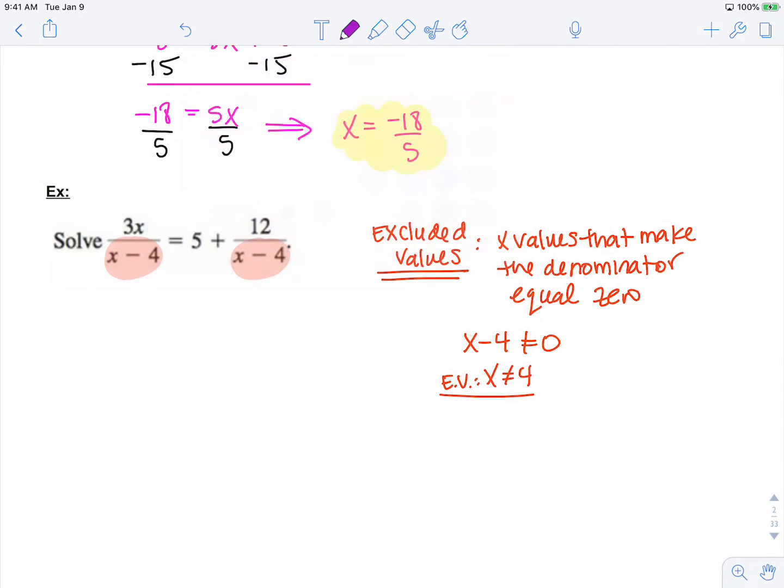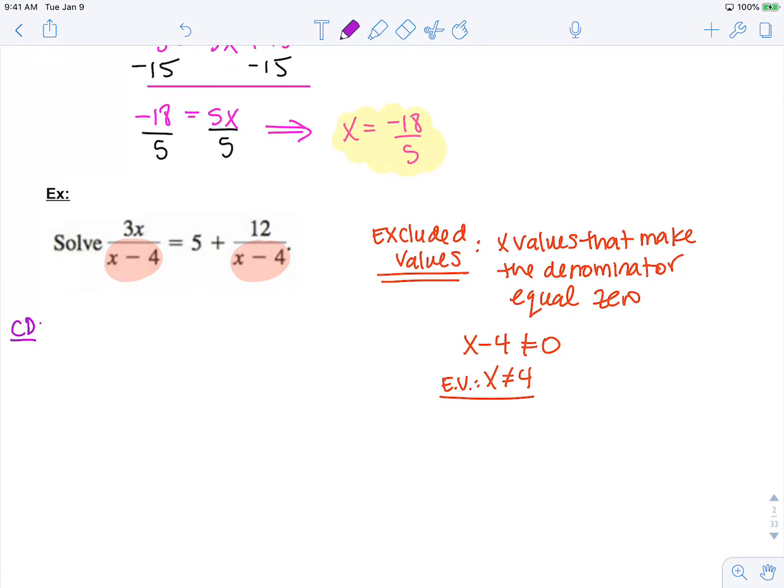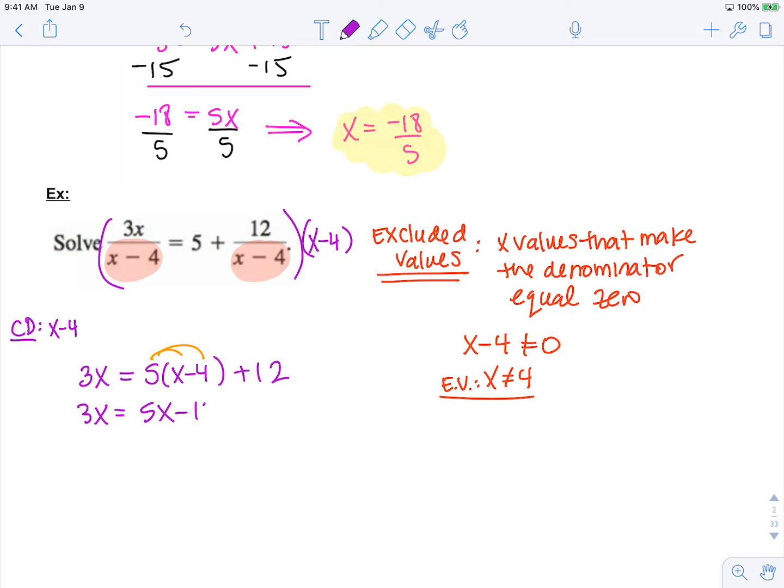So now, let's go ahead and simplify this by clearing our fractions. I see that our common denominator is x minus 4. So I'm going to take this entire equation and multiply by the quantity x minus 4. What happens there is our first fraction, the denominator cancels. It leaves 3x. Then I have 5 times x minus 4 plus 12. I'll use the distributive property. 3x equals 5x minus 20 plus 12.